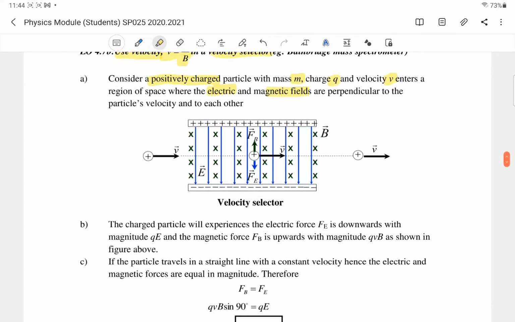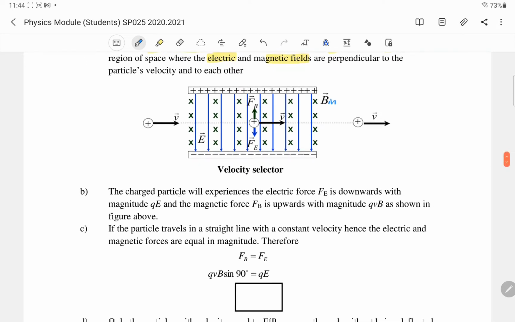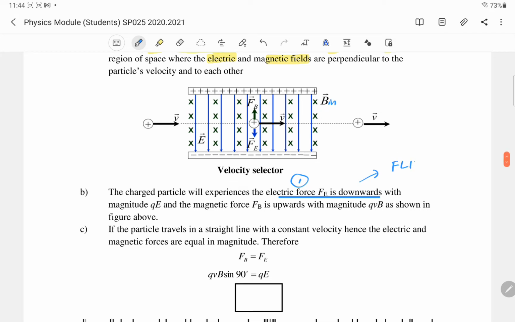Alright, so this is the figure where B is into the page, okay, and the direction of E is from positive to negative plate. Okay, the charge will experience the electric force downwards. Okay, this is clue number 1. Okay, macam mana kita tahu? We use our Fleming left hand because the charge is positive.